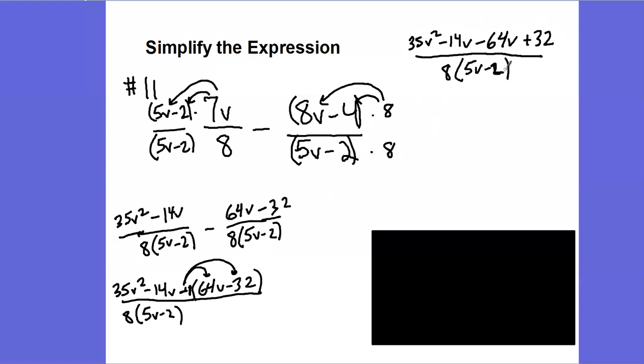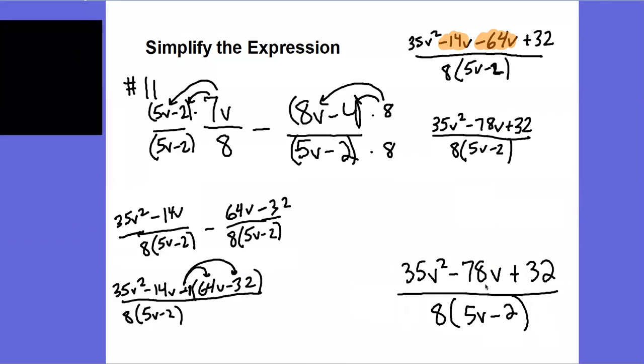And from here, let's just see if I have anything in terms of like terms, anything I can combine here. So I have this 35v squared, but I have nothing else with v squareds. I have a negative 14v and a negative 64v. Those I can combine. So I have 35v squared. Negative 14 and negative 64, well, that would be negative 78v plus 32. And I have 8 over the quantity 5v minus 2. And I think we're done.